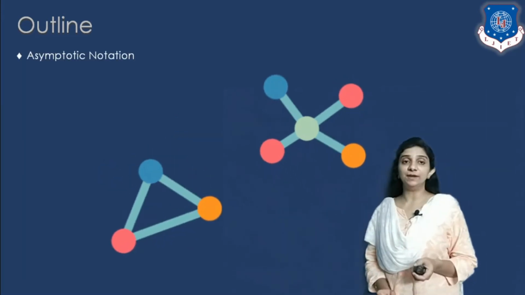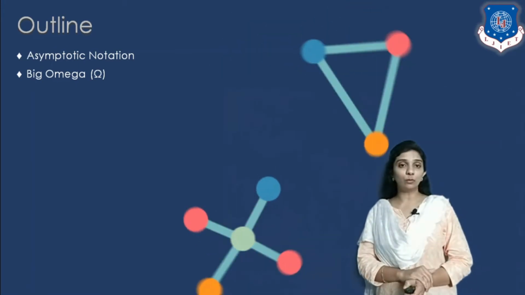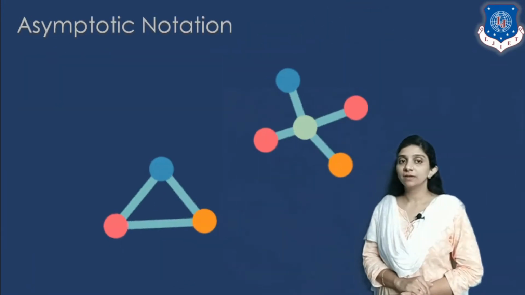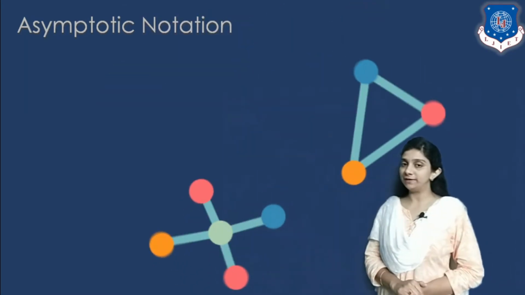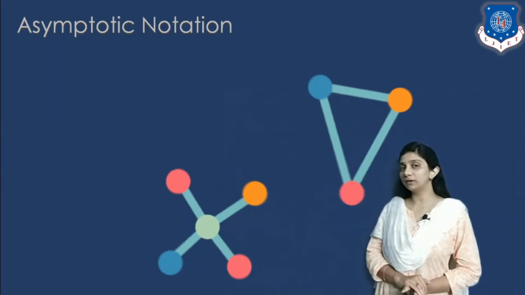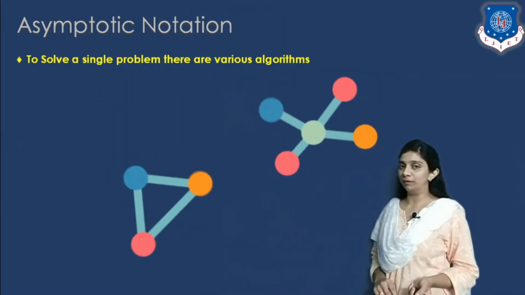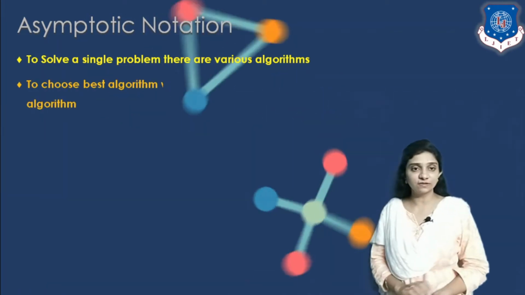In today's video, we are going to cover asymptotic notation: big omega, big O and big theta. Now, what is asymptotic notation and why would we require it in our algorithms? In order to solve a single problem, various algorithms exist.